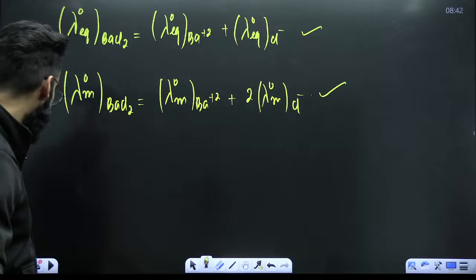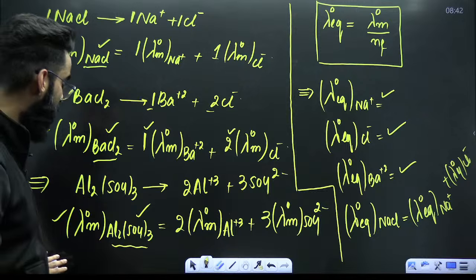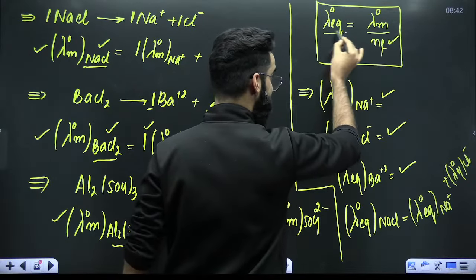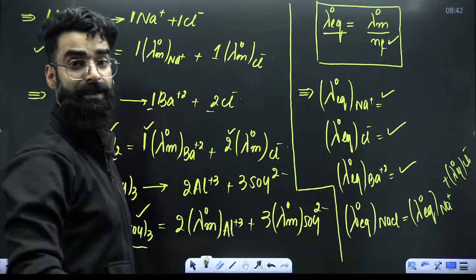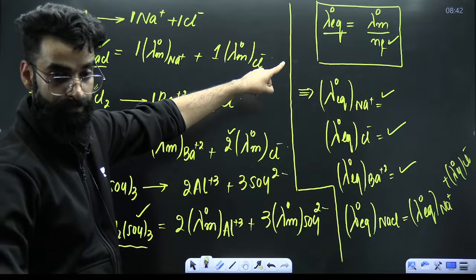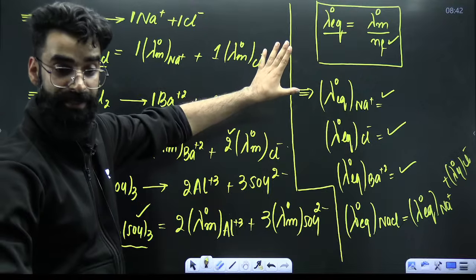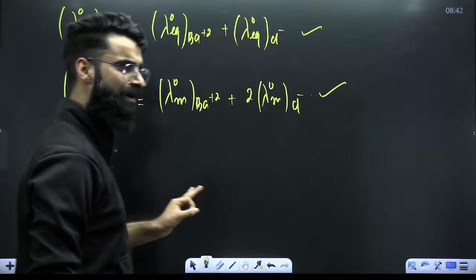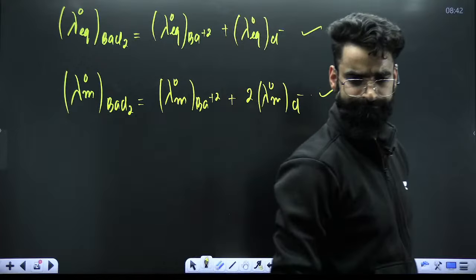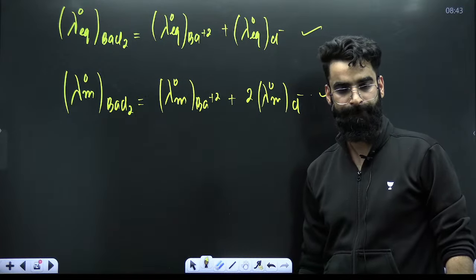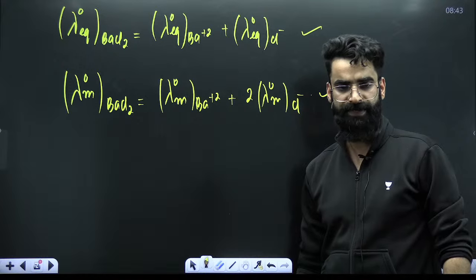And at the same time, if you directly know the molar conductivity at infinite dilution of an electrolyte, divide it with the n factor of the electrolyte, you will get directly the equivalent conductivity of the same electrolyte at infinite dilution. One more important thing. All these things are very, very important, guys. These are very small things wherein the majority of the students make mistakes.